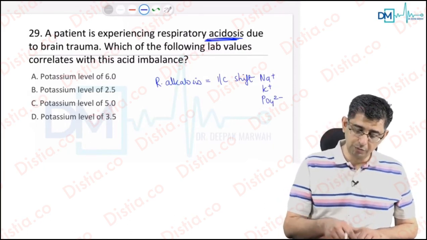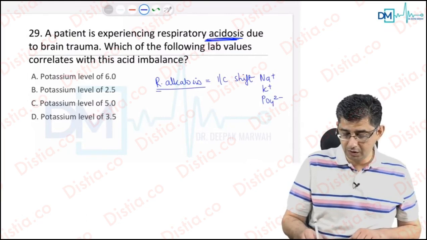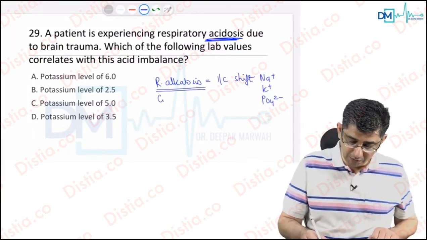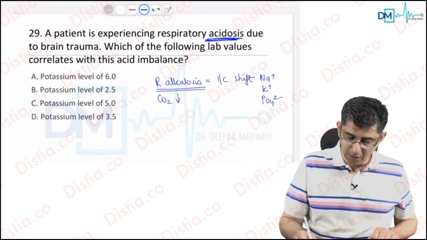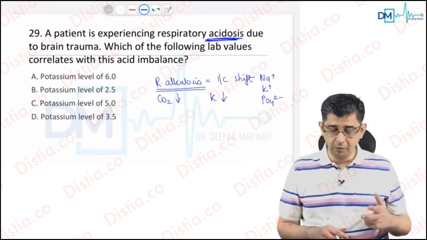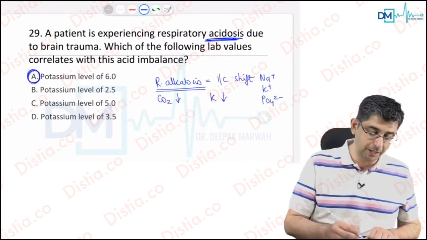So here all the 4 options are on potassium. So all you need to remember is respiratory alkalosis and carbon dioxide depletion causes potassium to fall. You'll remember it like this: when carbon dioxide falls, potassium values also begin to fall. Reverse is also true. If carbon dioxide begins to rise, potassium tends to rise. The answer to this question is A.